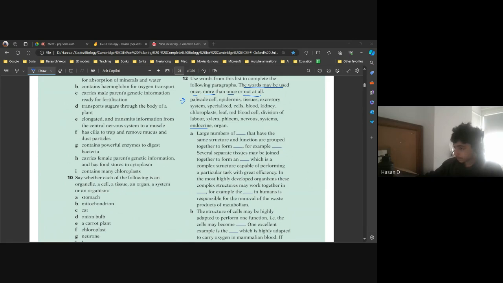Complex structure capable of performing a particular task with great efficiency. In the most highly developed organisms, these complex structures may work together in systems. For example, the excretory system in humans is responsible for the removal of the waste products of metabolism.